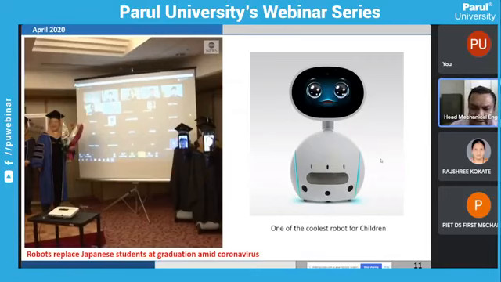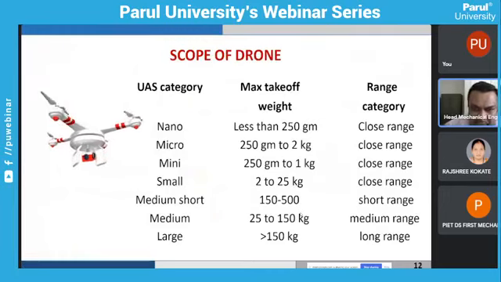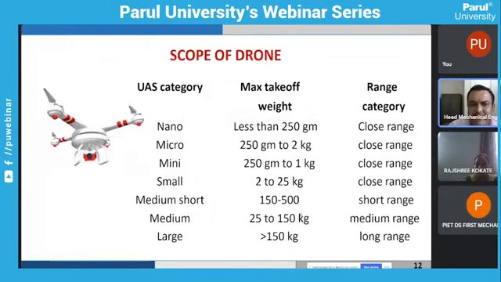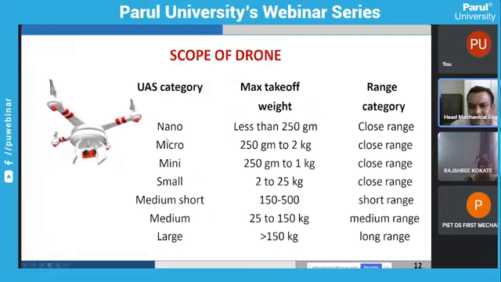So there is a lot of development in the field of toys, even using robotic architecture. Now another category is the drone, which is also a robotic device. There are different kinds of drones, which are nano, micro, mini, based on capacity. Here I have just listed the range. Up to 250 gram, it is considered a nano drone. Then up to 2 to 225 kg, it is considered a small drone. And greater than 150 kg, it is considered a large drone.